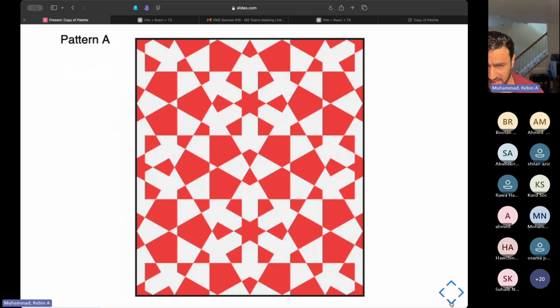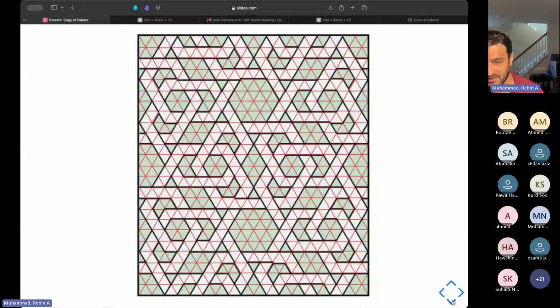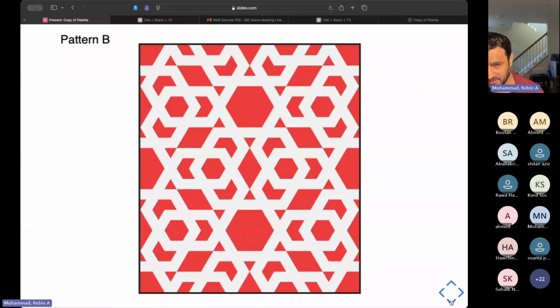This is technically considered a simple or medium complexity Islamic geometric pattern. If I give you this pattern and ask you to create it, it's really hard to do. But if you think about how they did it, using the grid makes it easier. Now let's go to the second one. Again, this is an isometric grid, same thing. And here we go, the second pattern emerges.